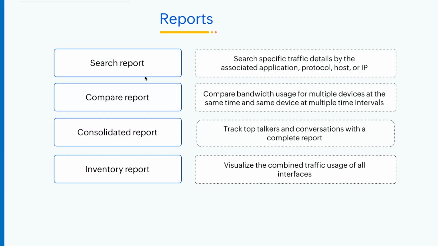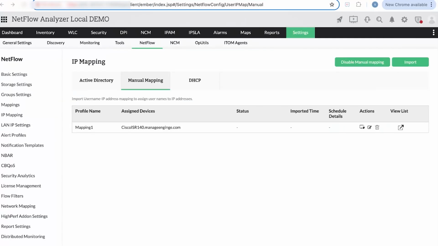We have search report, compare report, consolidated report, and inventory report here. With search report, you can search for specific traffic details by applications, IP addresses, protocols, or host. Compare reports will help you compare the traffic patterns for a particular source or particular time. Consolidated reports, as the name suggests, will give you a complete report on top talkers and the traffic data of the given source. Inventory reports will give you all the traffic data combined for a specified source. You can understand these reports better by going to the UI. Let me just take you there.